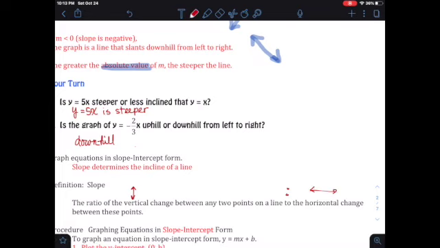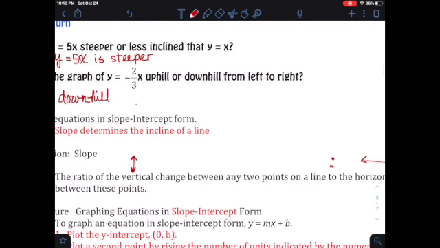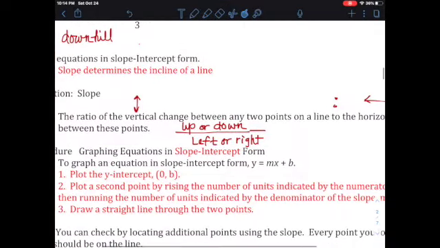So if you really want to, here's the ratio. If you want it written out in words, it's going to be up or down over left or right. That's the ratio you are talking about. So going on to the next thing.